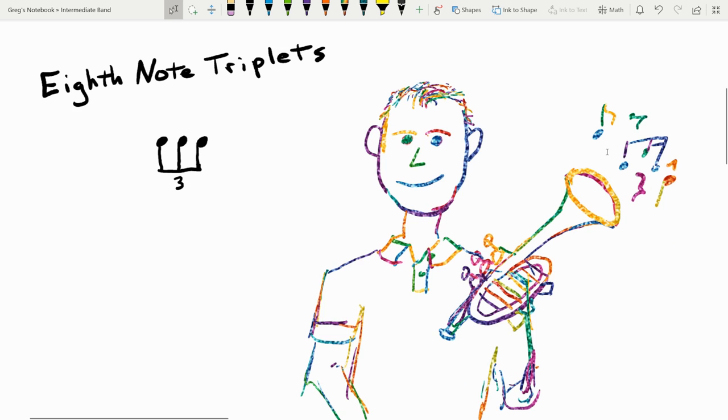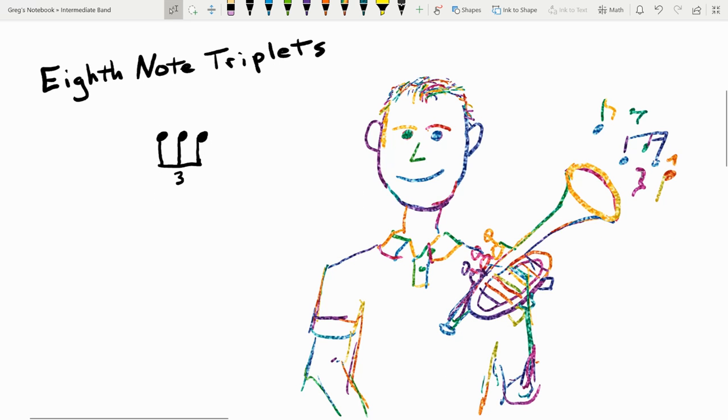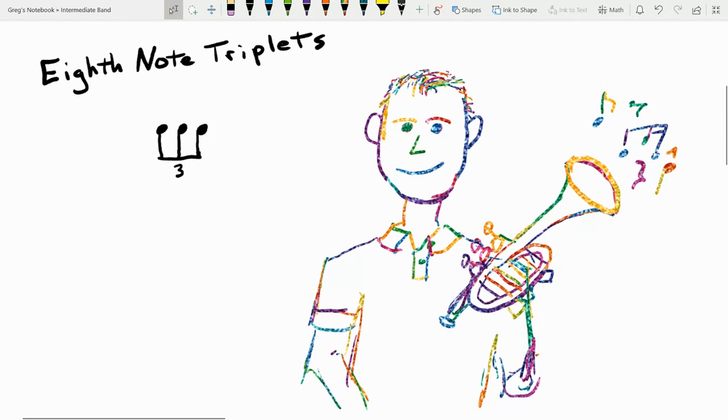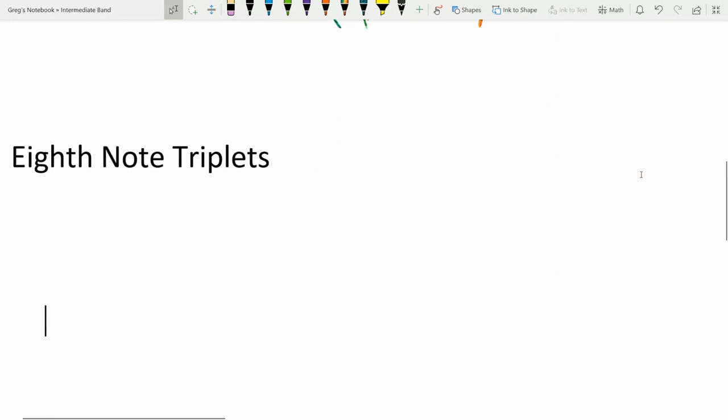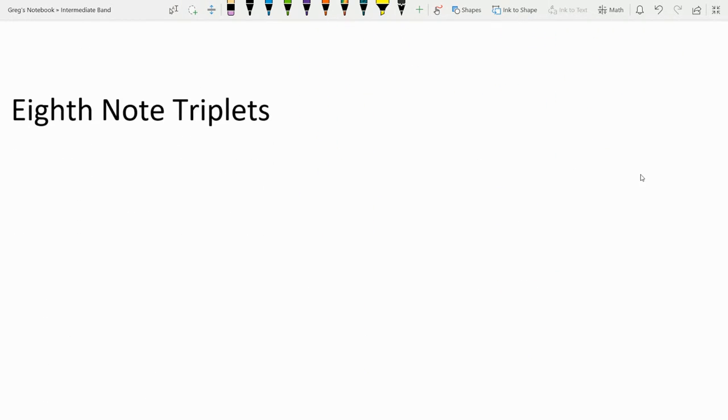Eighth note triplets. So what are eighth note triplets? Well, this video is to help you understand triplets, specifically eighth note triplets. Feel free to pause the video, rewind it, or watch it again, catch all the information. So a triplet is a group of notes where you have three in the space of two. So let's take a look at that.